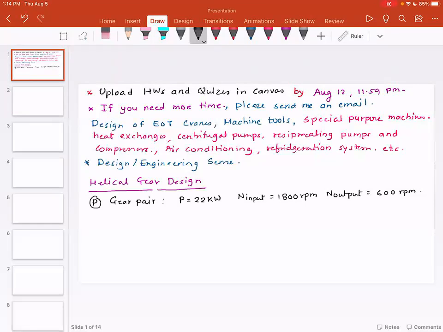The helix angle is 30 degrees, and the profile is 20-degree full depth.